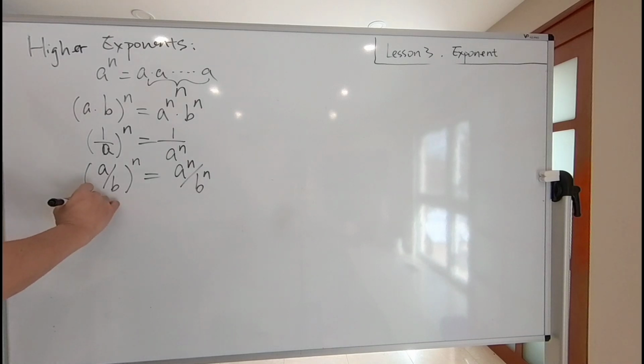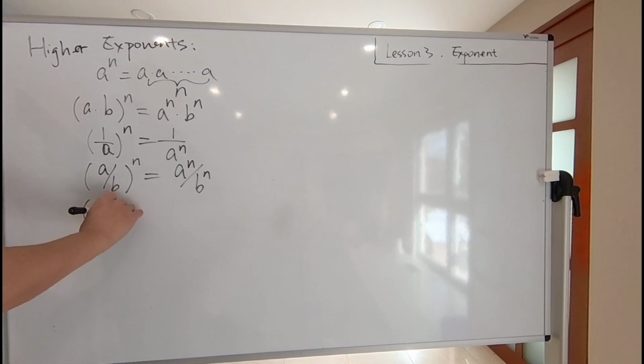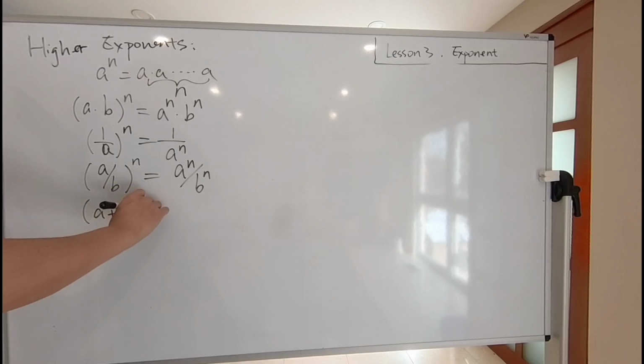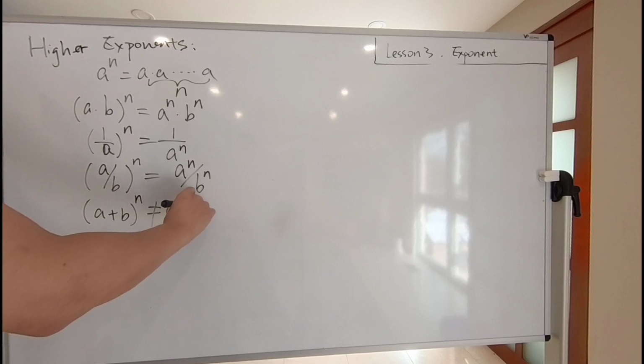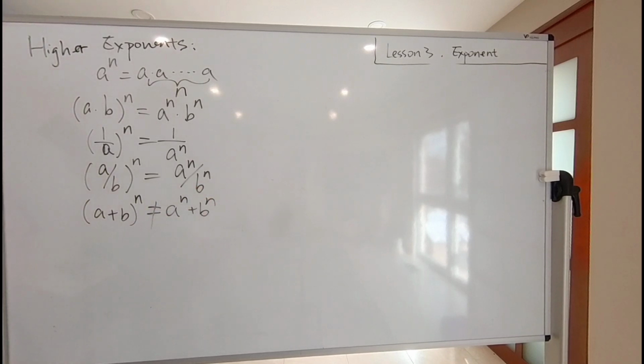But also a warning: (a plus b) to the nth power is still not equal to a^n plus b^n when you expand to the nth power. So basically, the power operation can never redistribute over addition. It redistributes fine over multiplication and division, but this doesn't mean that you can redistribute over addition or subtraction.